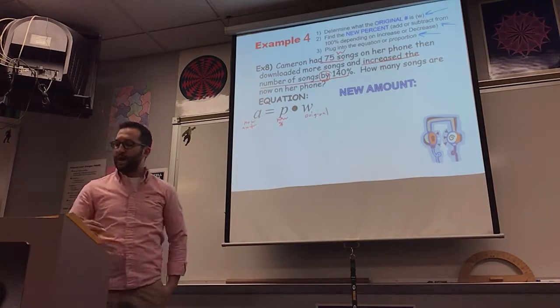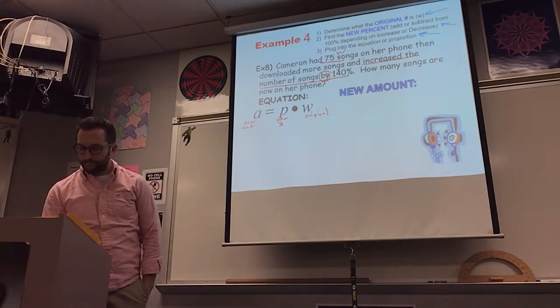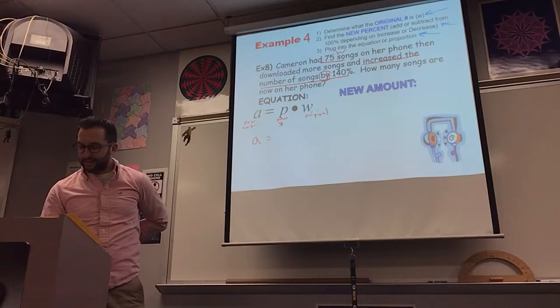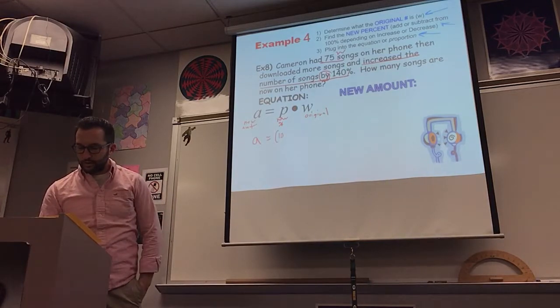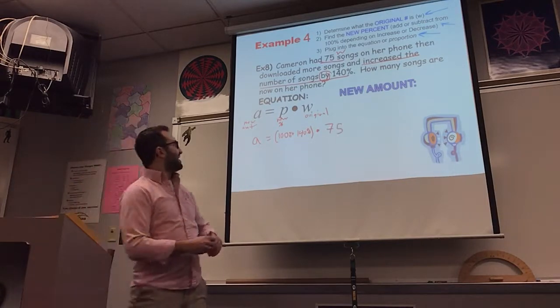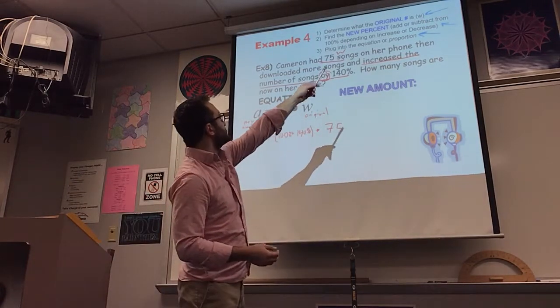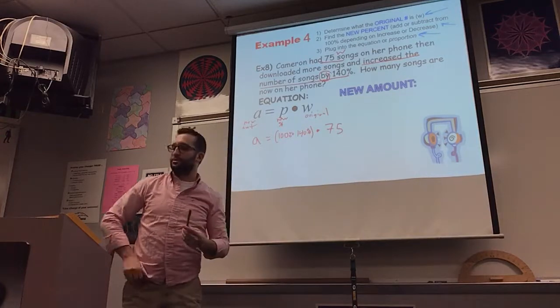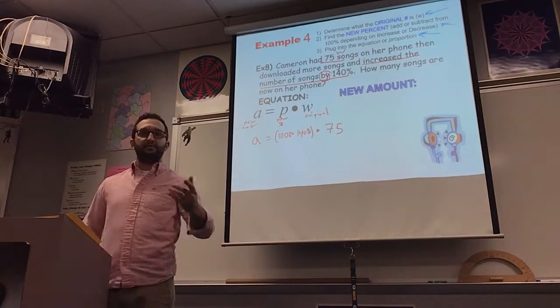The idea here is A is the new amount, there's a new percent, and an original. Our new amount is what we're looking for. We don't know it. Our new percent is 100 plus 140%, and our original is 75 songs. How do we find the new amount? We add or subtract from 100 depending on if we're increasing or decreasing. We're increasing, so we add to 100%.